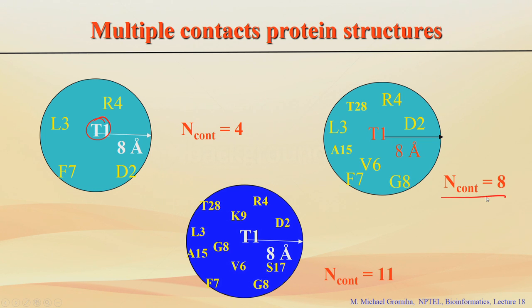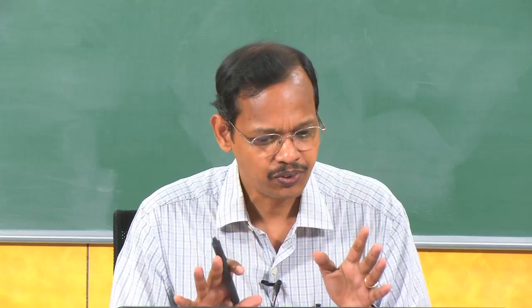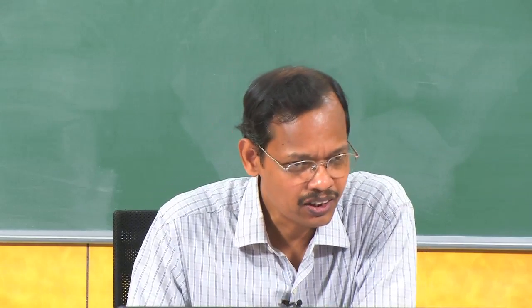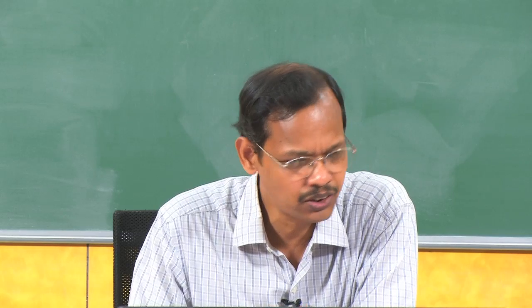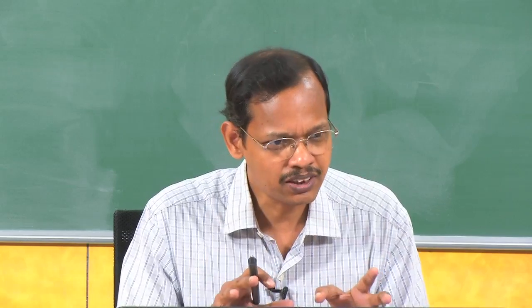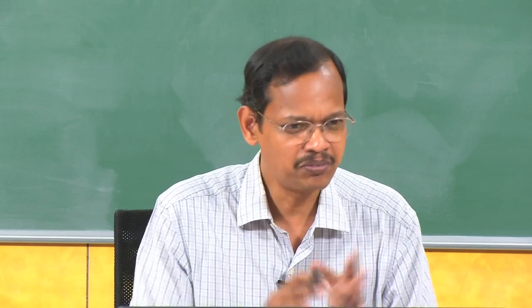8 contacts, right, and the third example is very crowded, but the space is the same because the distance in the 3D structure is the same, everything is 8 angstrom. But if you see this one, how many contacts does this residue have? 1, 2, 3, 4, 5, 6, 7, 8, 9, 10, 11 contacts, right. So, if you look into these 3 different examples, which residue is more important in protein structure? Third one, right, because it is making many contacts.